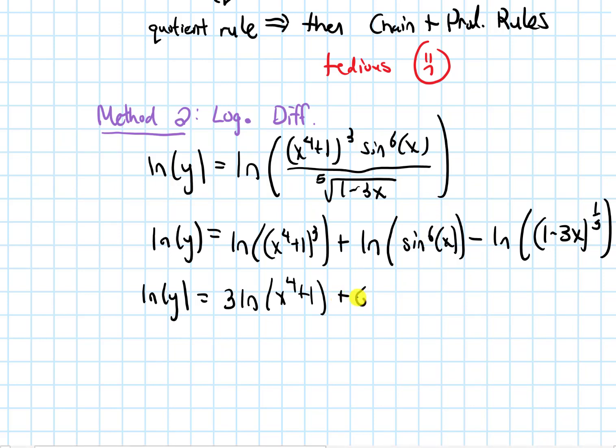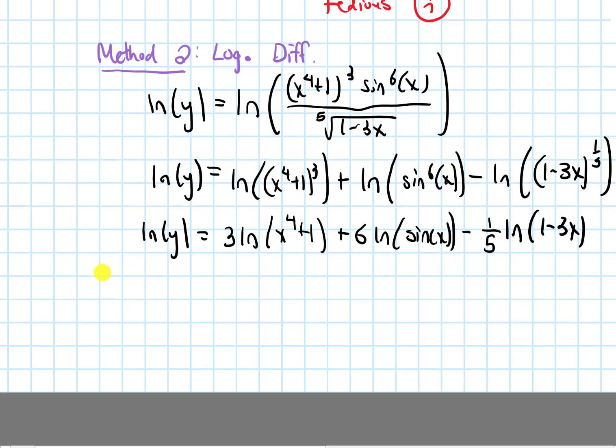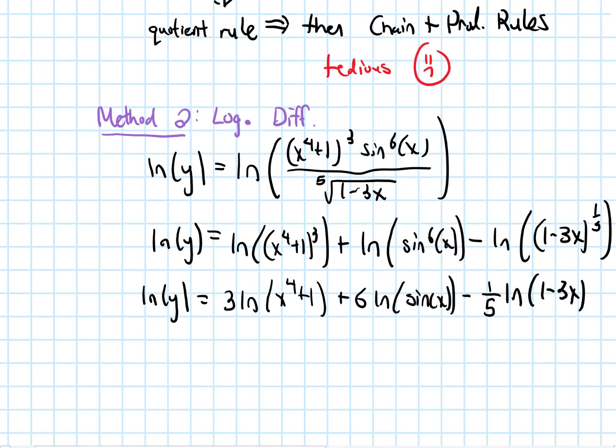So I can bring the 6 in front and get 6 times ln of sine of x, and I can bring the 1/5 in front and get minus 1/5 ln of 1 minus 3x. And now this derivative is a whole lot easier to do. I'm going to take d/dx of both sides. On the left, I'll do chain rule. I'll get 1 over the inside, 1 over y, times the derivative of y, which is dy/dx.